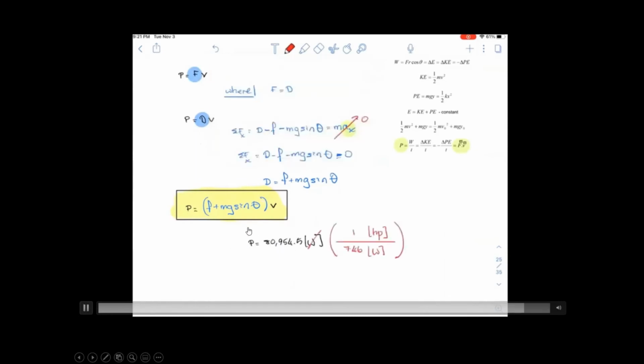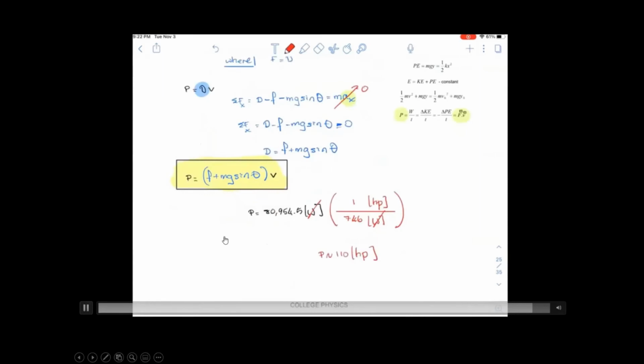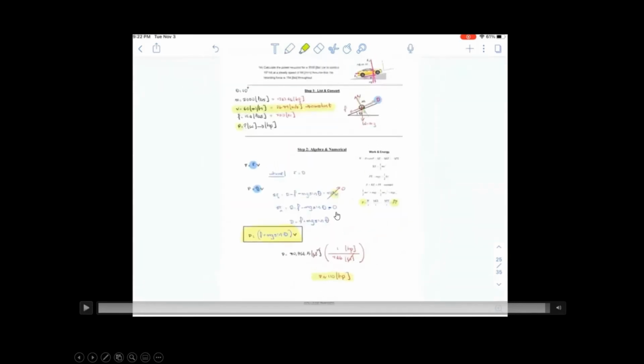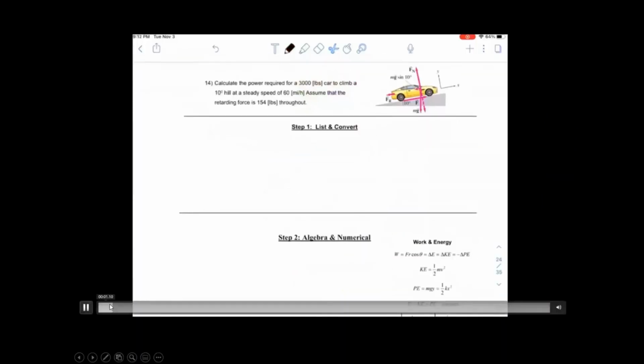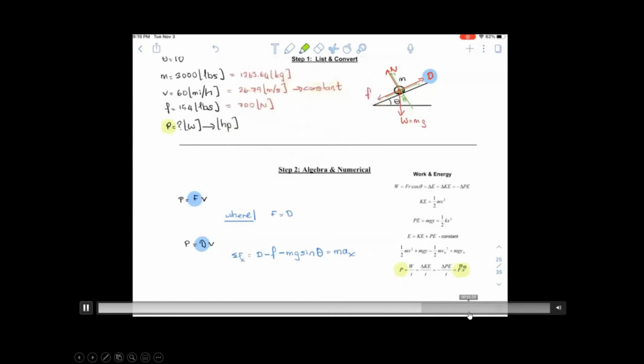And then the next thing we need to do is just express it in terms of horsepower. So the horsepower is going to be 110 horsepower. All right, this is for university physics students. This is an elegant solution. I kind of like it. It's not that complicated. If you know what you're doing, you can do it within 10 minutes or less.